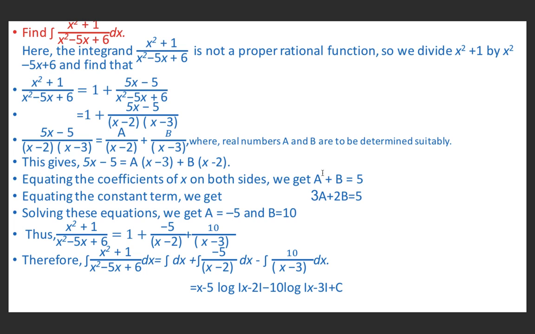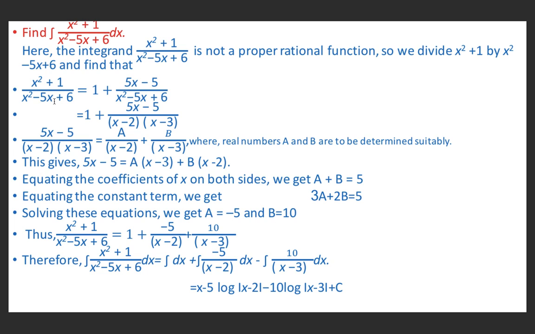And we know how to solve these equations. If you solve them, you can multiply the first equation by 3 and subtract the two to get the value of b. Also, in the second case, you can multiply the first equation by 2, subtract the two equations and get the value of a. So if you solve these equations, you get a equal to minus 5 and b equal to 10.